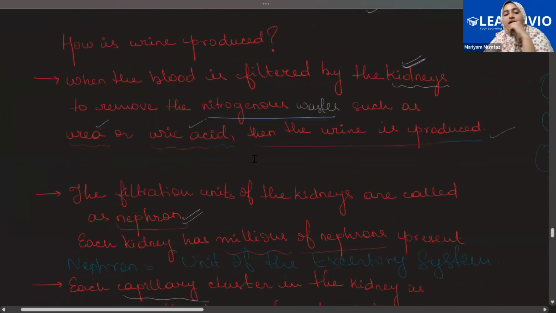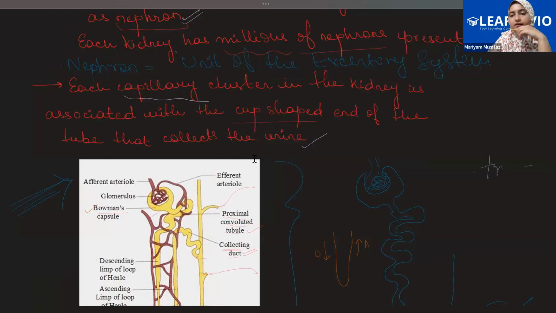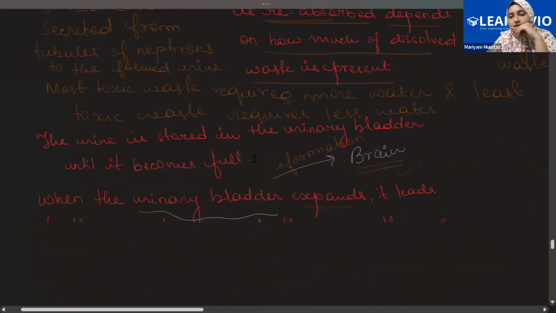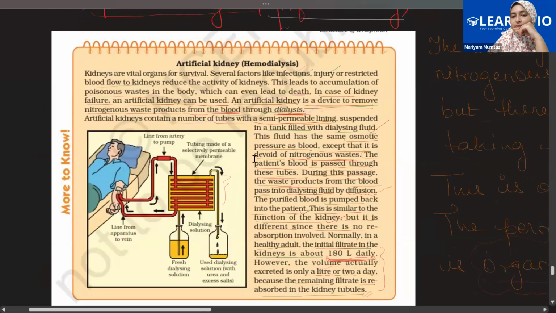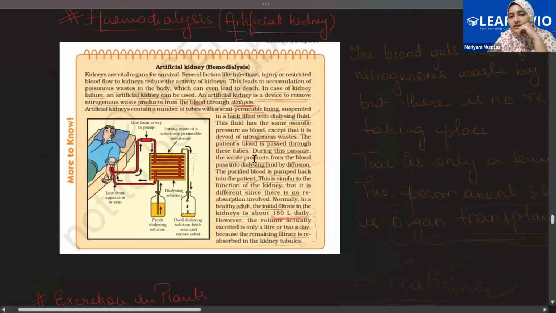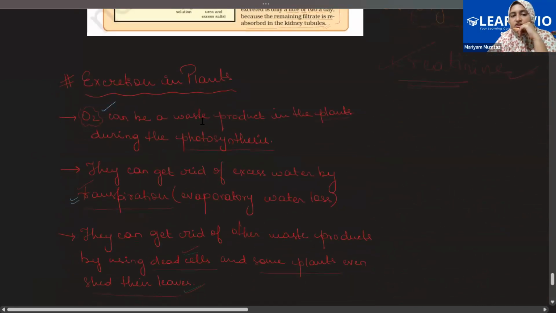We have seen that hemodialysis is necessary once the person undergoes failure of the kidney, right? Then to remove the metabolic waste, to remove the nitrogenous waste from the body, it is very important. Now today we're going to talk about the excretion in plants.